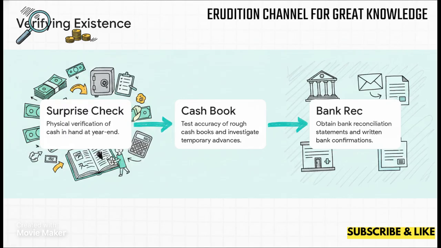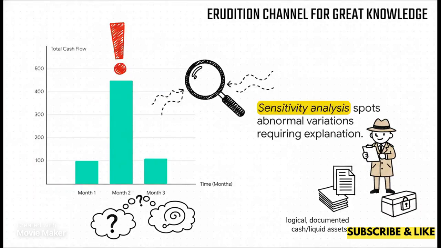And Step 3 is the big one, securing bank reconciliation statements signed by the accountant, and directly contacting banks to get independent, written confirmation of all balances to rule out any errors. To dig even deeper, we do a cash sensitivity analysis. You calculate month-wise receipts and payments to spot abnormal variations. Just look at that massive spike in month 2 on the chart. There's no way you can just brush past that. When an auditor sees an anomaly like that, the skepticism kicks into high gear. They are going to immediately march up to management and demand a logical, documented explanation.